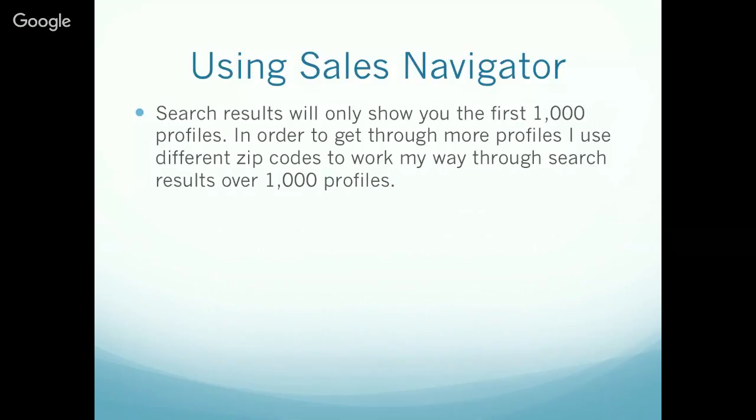So then what you would do is use different zip codes, or seniority level if that's not something that you need to have, or there are other things. All of them are on the left-hand side of the page. You would use those to be able to work through the list of 30,000 search results. And what that would do is bring up new search results each time, and you'll be able to get through the 30,000 without any issues.